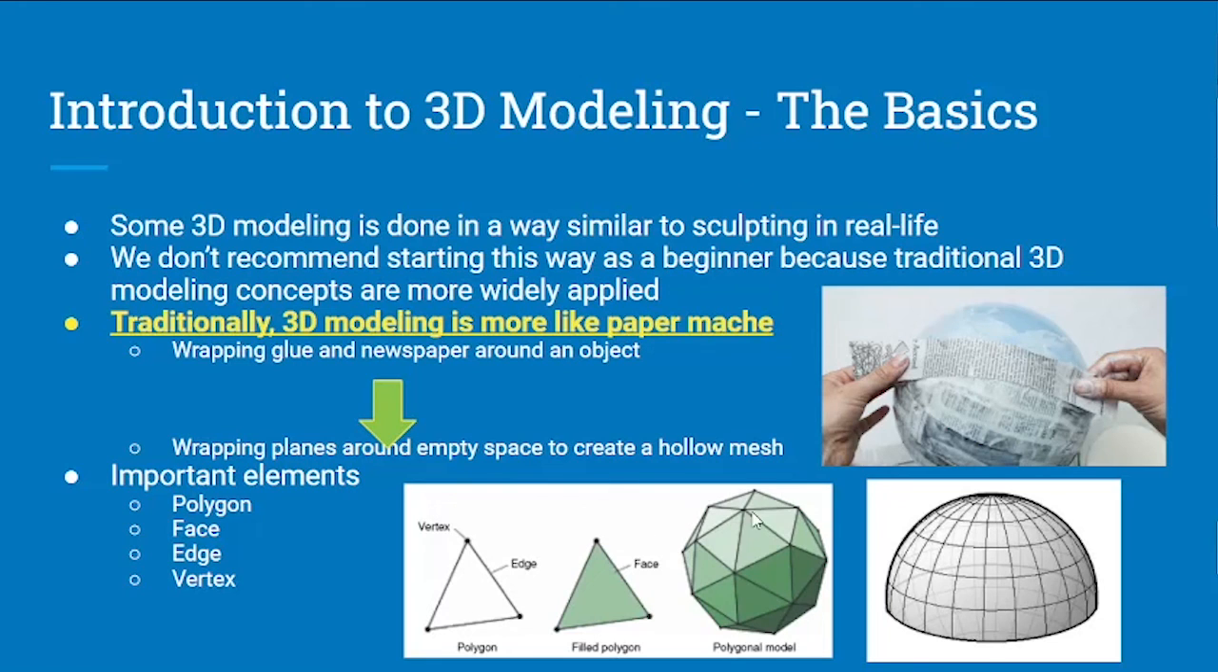But a face is three or more vertices connecting by edges to make a closed shape. That's also known as a plane, especially when it's by itself. You can add a plane, which is just a 2D square, but it's in 3D space. We'll show you about that later.